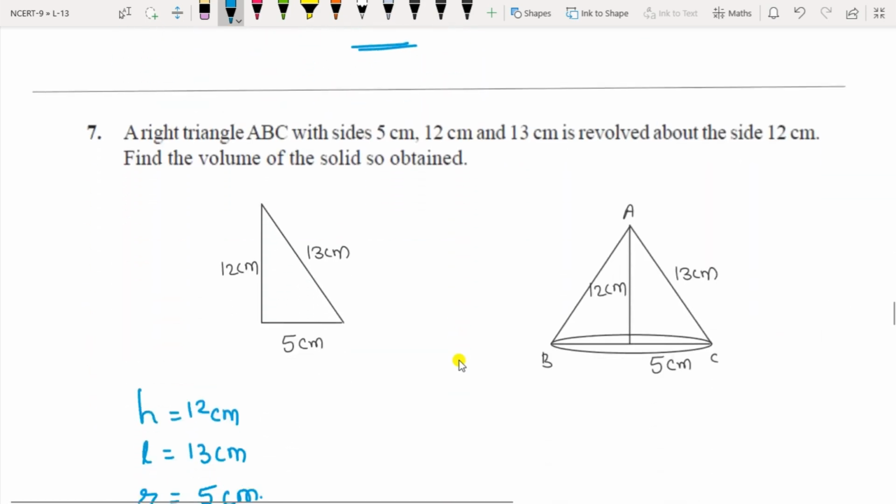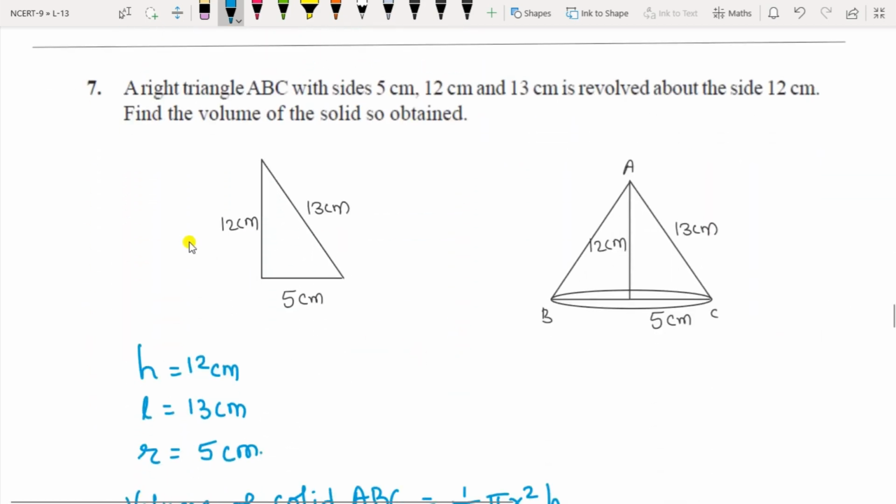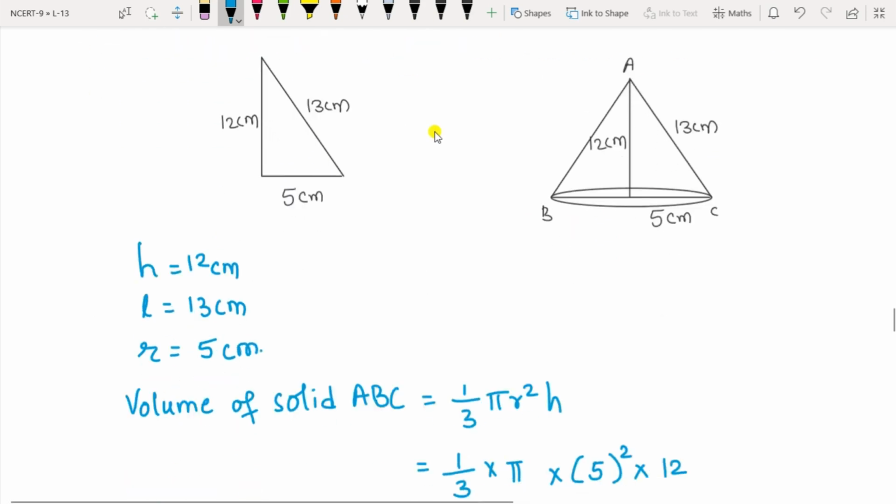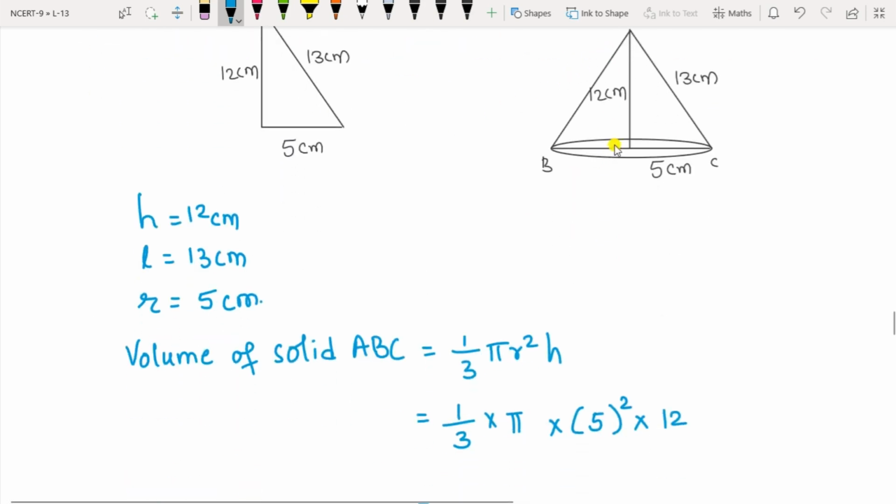Okay. That was question number 6. Question number 7 here is: a right triangle ABC with sides 5, 12 and 13 is revolved about the side 12. So the figure becomes like this. Find the volume of the solid so obtained. So you have to find the volume of this cone whose height is 12, radius is 5 here and slant height is 13. So write the given. These are the given here.